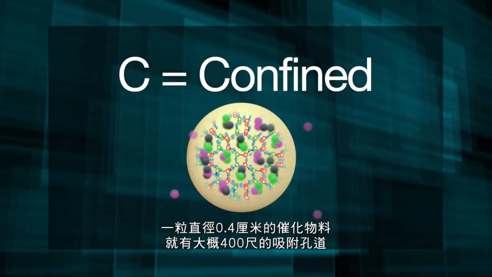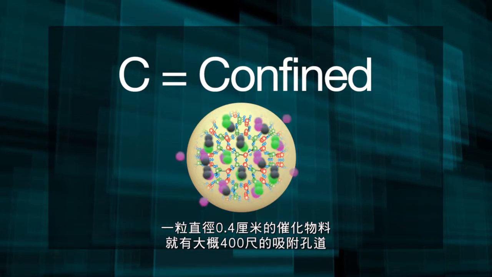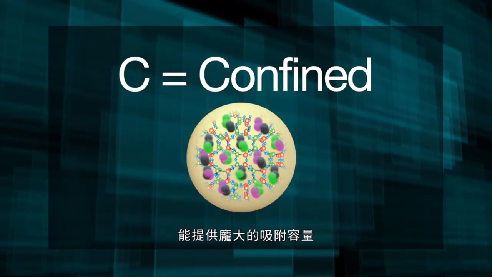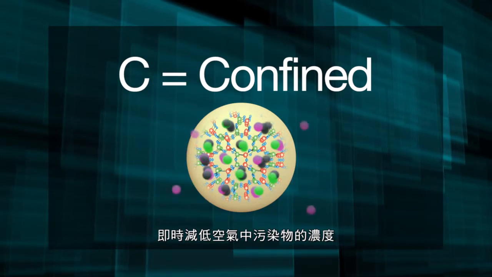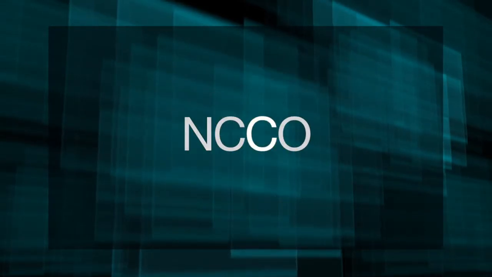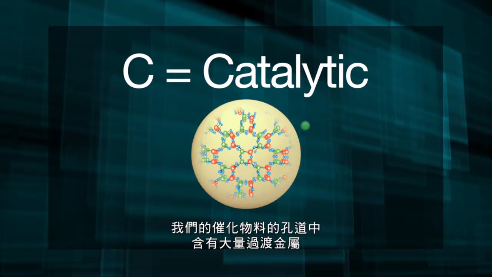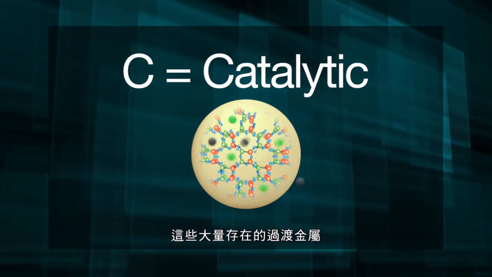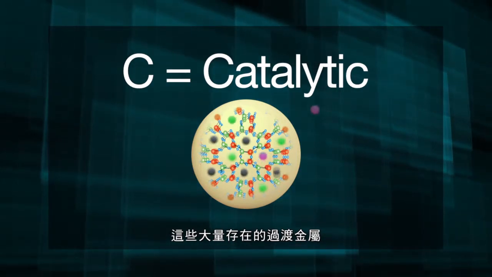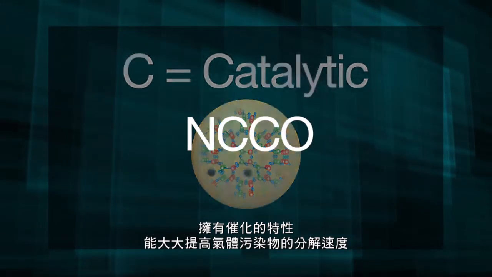A granule of catalytic material with a diameter of 0.4 cm has around 400 feet of adsorption tunnel. The catalytic material is able to adsorb certain molecules and exclude others. This can result in the efficient removal of certain types of pollutants from the environment. The second C stands for catalytic. There are transition metals impregnated within the porous structure of our catalytic material. The transition metals impregnated inside the catalytic material can enhance the reaction rate between gaseous contaminants and oxidants.